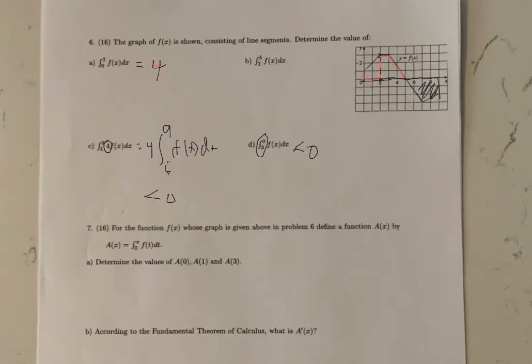And the answer would be -7, because to the 4 we got on part A, we're going to add 3 more squares right there. So the value down here is -7.